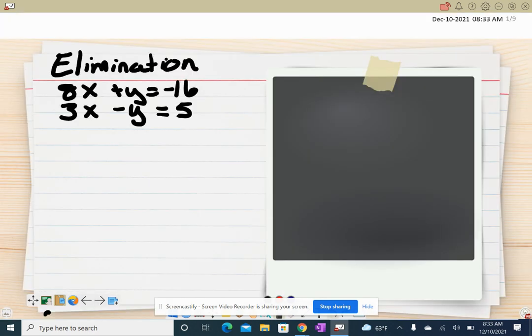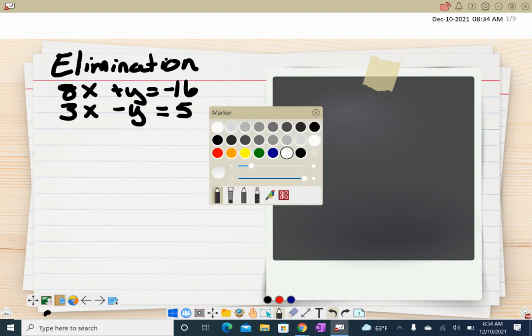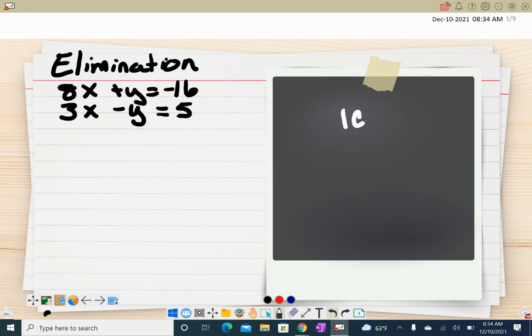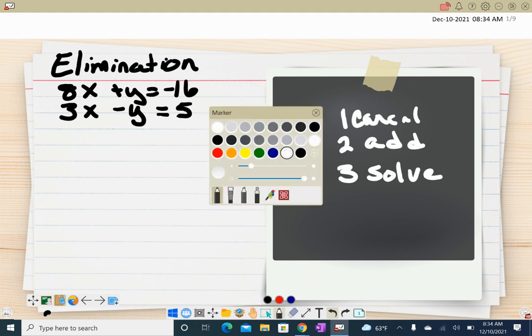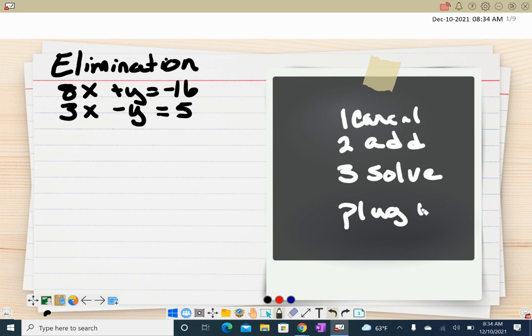So, number one, first thing we're going to do is, let's hide this so I can see my pen. We're going to cancel. Remember step one, cancel. Step two, add. Step three, solve. That gets you your first variable, and then you get your second by, let's write that down too. Plug in to get that second one, right?